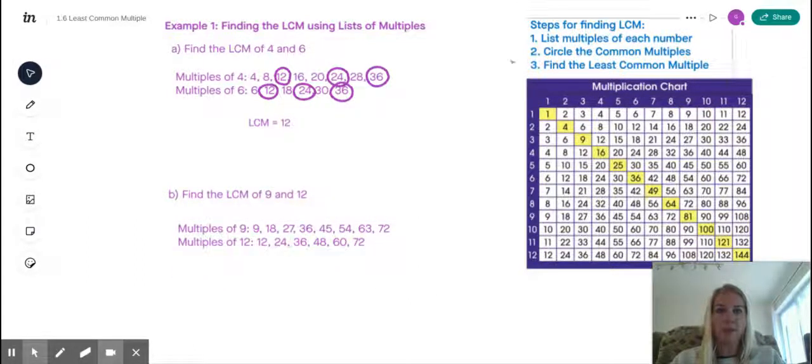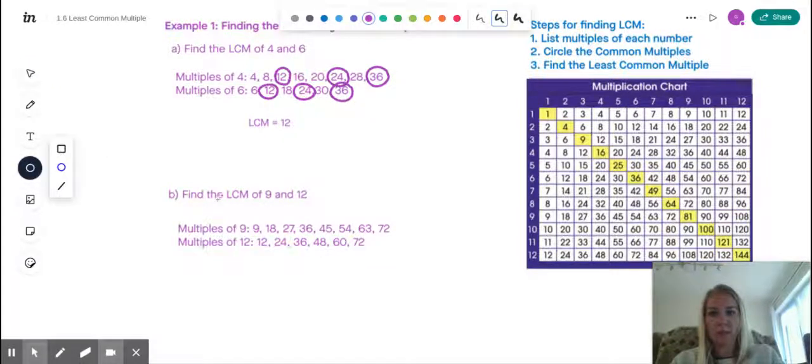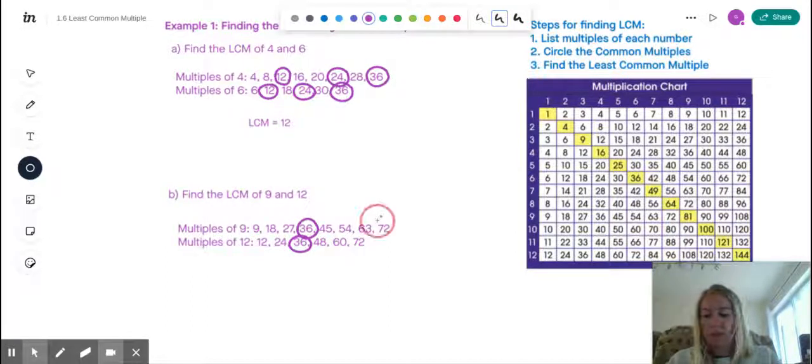Step 2, circle the common multiples. I see that a common multiple is 36. It's a multiple of 9 and a multiple of 12. And I see that 72 is also a common multiple. Okay, that looks like it's it.